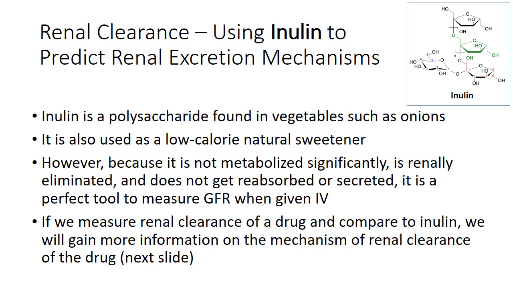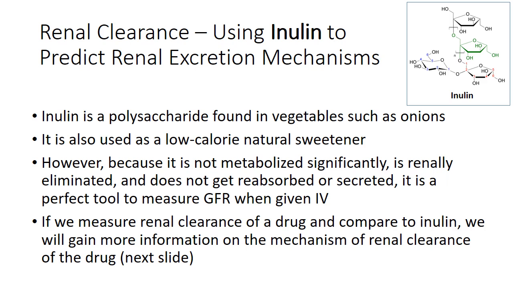Inulin is a polysaccharide found in vegetables such as onions. It's also used as a low-calorie natural sweetener. I don't know if anyone's tried that, trying to cut your calories. You can buy inulin on Amazon, and I've tried it. It's such a weird substance because it's a long chain, but it is a sugar. It almost honestly feels like a wax, a sweet wax if you kind of chew on it. It's a very strange substance, but it is a natural product.